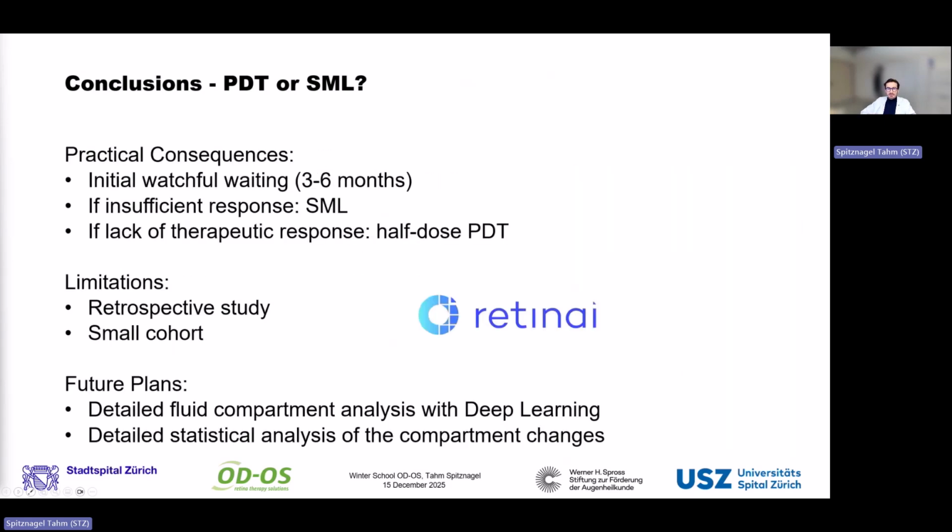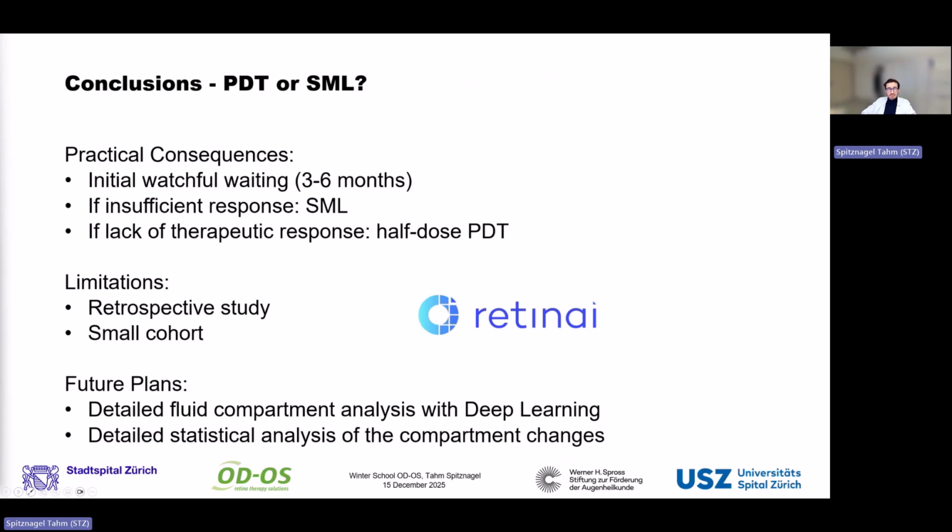Therefore, there are some practical consequences. In our house, we still do initially watchful waiting, depending on the patient, on the general characteristics, and so on, usually around 3 to 6 months. And then we start with the first SML treatment. If this is insufficient and there is a lack of treatment response, then we switch to half dose photodynamic therapy treatment.